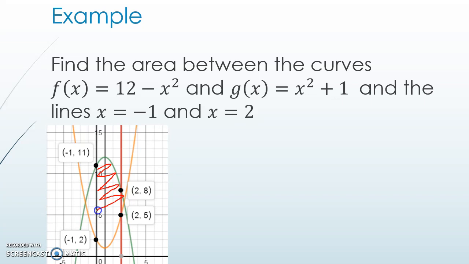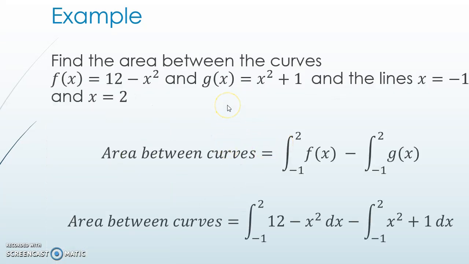I'll try and do it as neat as I can. That's the area we're going to look at. Now you can see, now that we've graphed it, we find the area of this quadratic and subtract the area underneath this quadratic. That's going to give us that enclosed area between those two values.